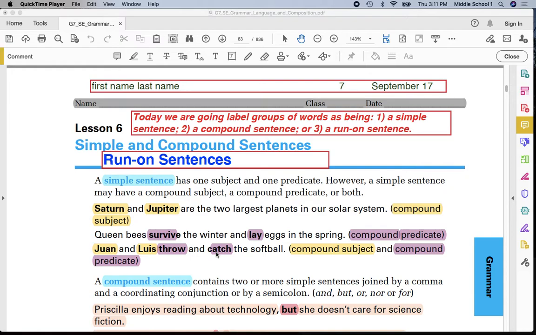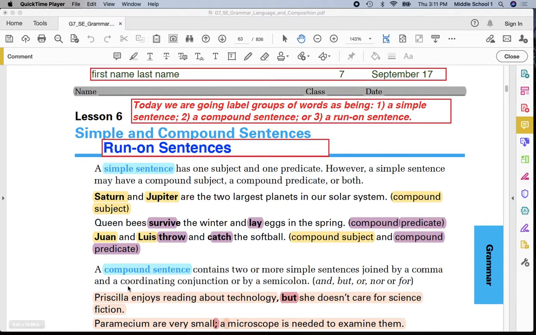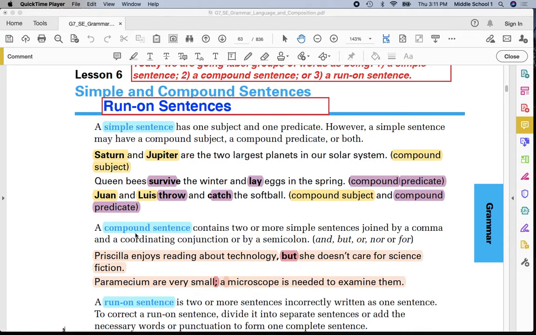How does that differ from the second part of today's lesson? A compound sentence contains two or more simple sentences. And we're going to see that these sentences will be combined in two ways. One, with a comma and a conjunction, or two, with a semicolon. A semicolon takes the place of a comma and a conjunction. Let's look at two examples.